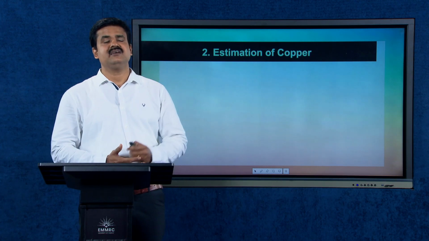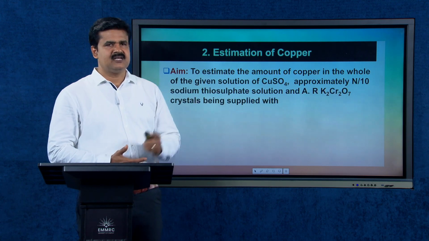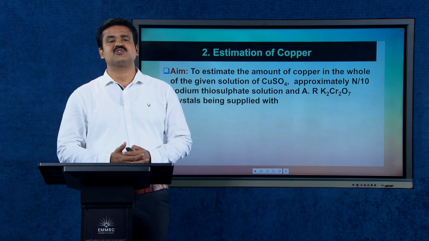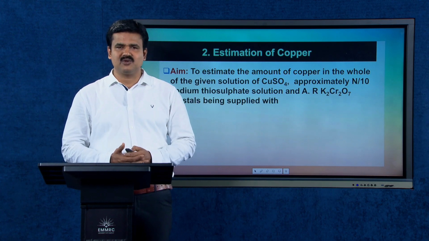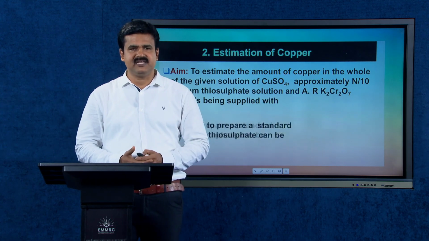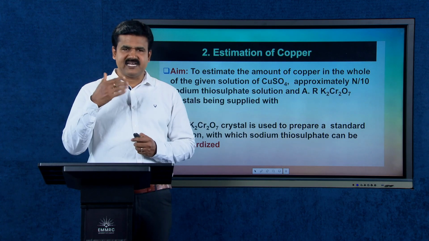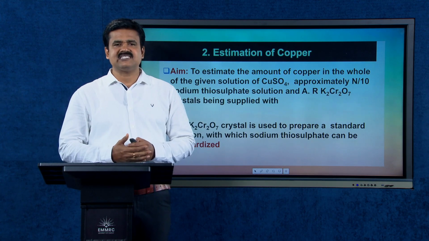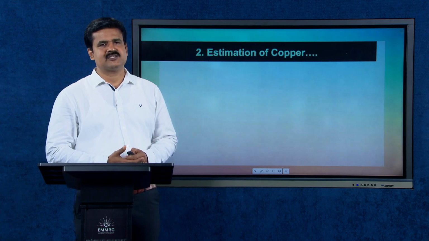Now we can discuss another experiment belonging to titrations involving iodine, that is nothing but estimation of copper. This is the aim of the experiment: to estimate the amount of copper in the whole of the given solution of copper sulfate, with approximately N/10 sodium thiosulfate solution and AR potassium dichromate crystals being supplied. AR potassium dichromate crystal is used to prepare a standard solution, which is used to standardize sodium thiosulfate solution as in the previous experiment.